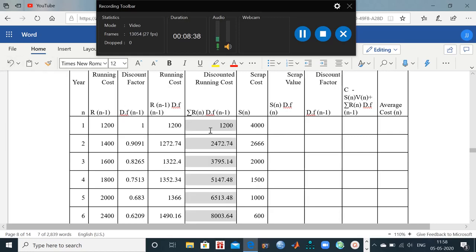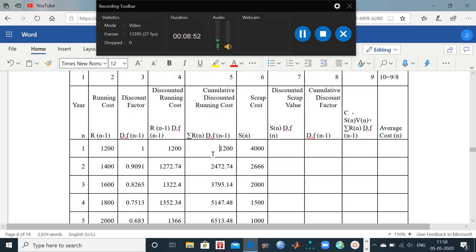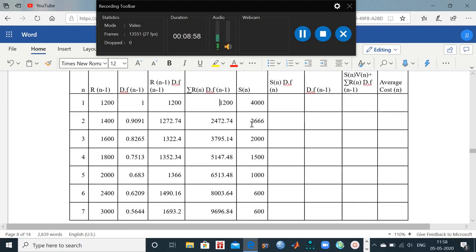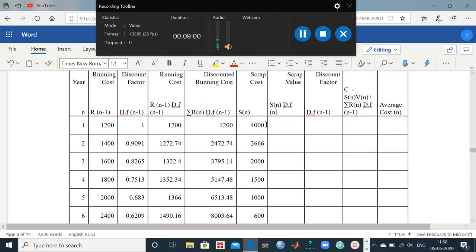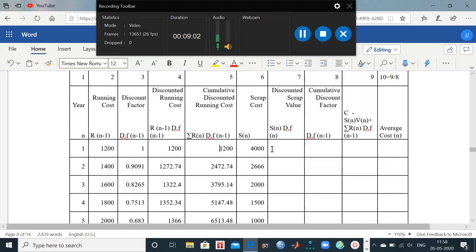So 1200 is the first row, 1200 plus 1272 makes it 2472, plus 1322 makes it 3795 and so on. Now we have got the cumulative discounted running cost. Now we come to the scrap value. This is again as per the data given. We should be discounting the scrap value also.